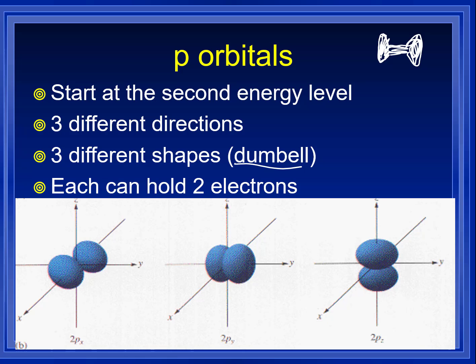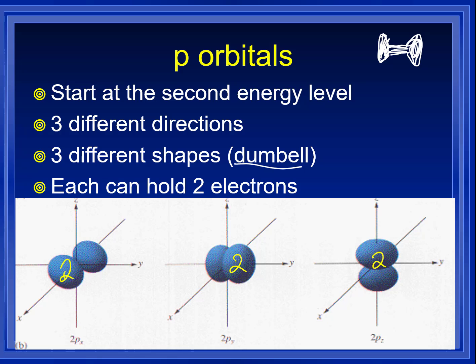Wait, so that's why there's only 2 elements in the first group? That's what we're getting to. Okay. So there would be room for 2 here, 2 here, and 2 there. So in that energy level's p orbitals, I have room for a total of 6 electrons.